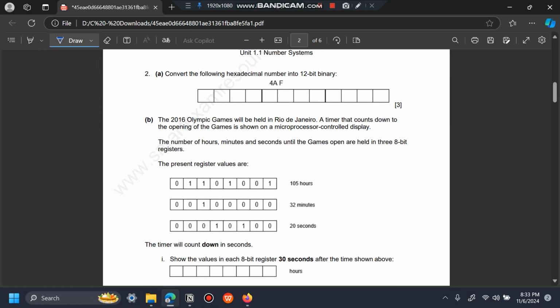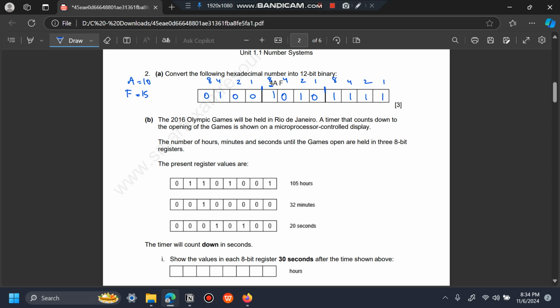Question number 2 says, convert the following hexadecimal number into a 12-bit binary. So 12-bit binary means I have to cut this off. Now we will divide it into 8 4 2 1, 8 4 2 1 and 8 4 2 1. The first value is 4, so we will put 4 as it is. A is 10, so 8 + 2 makes 10. And then the last is F, F is 15, so 15 means all ones, so that's how we will represent it.